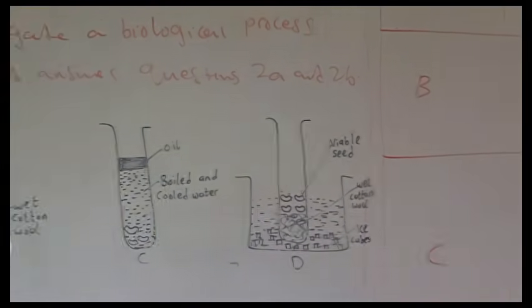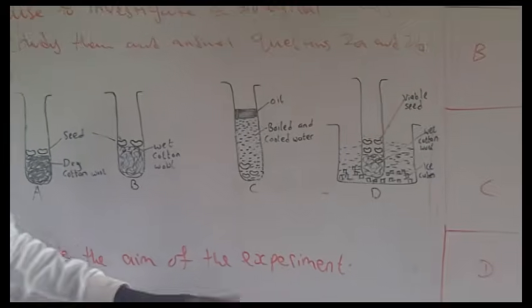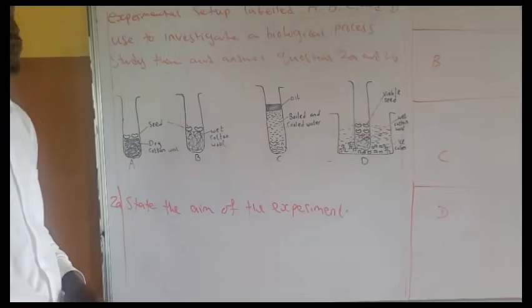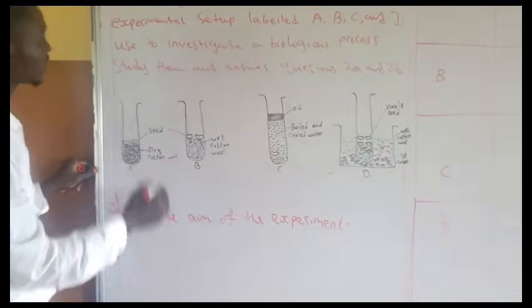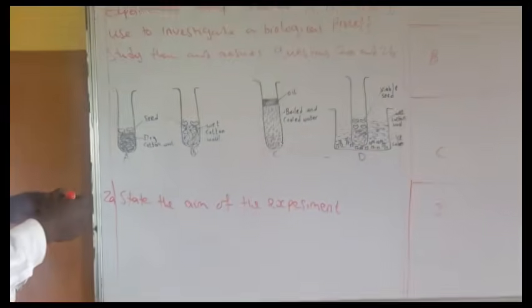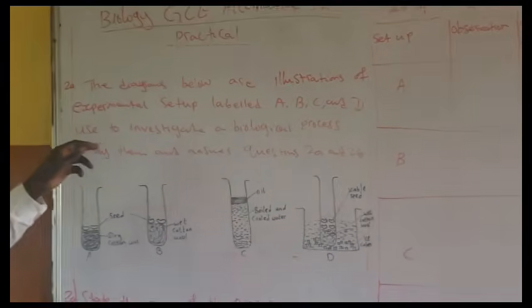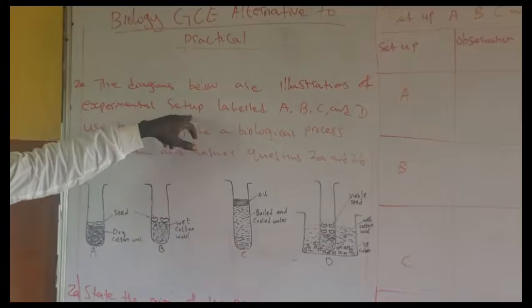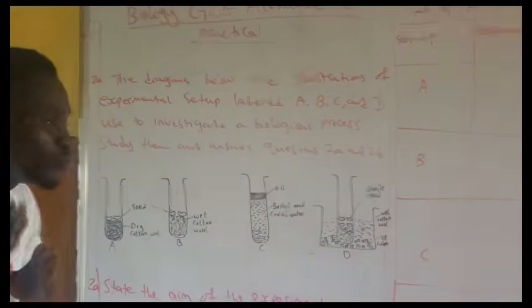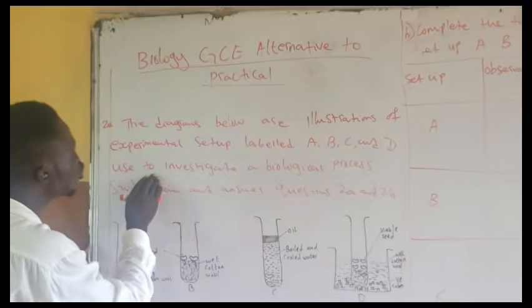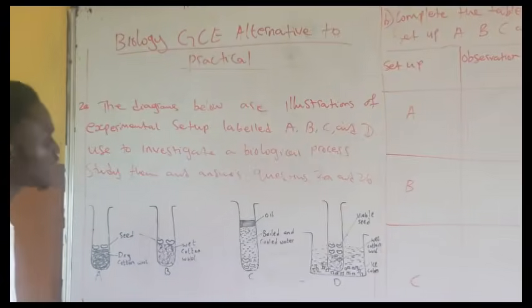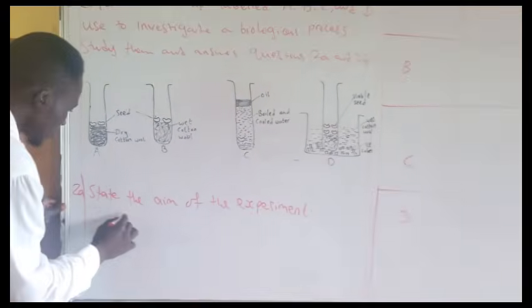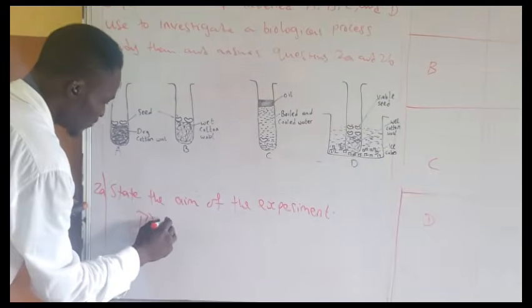So let's listen to the question. They said, state the aim of the experiment. What is the aim of the experiment? The diagram below is an illustration of experimental setups labeled one to this, used to investigate. Now, if you want to write, you will make use of their English.